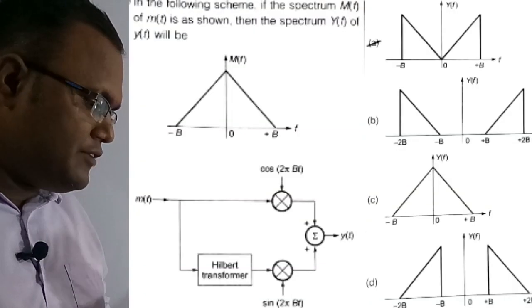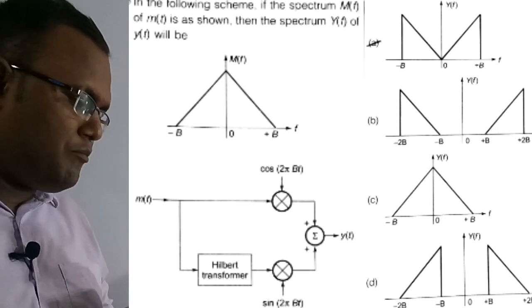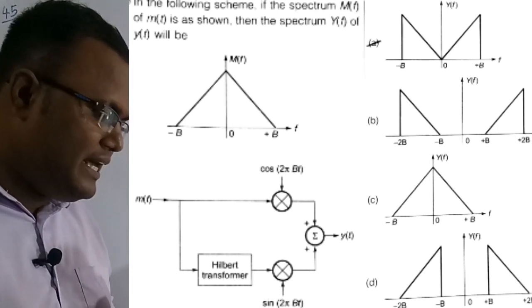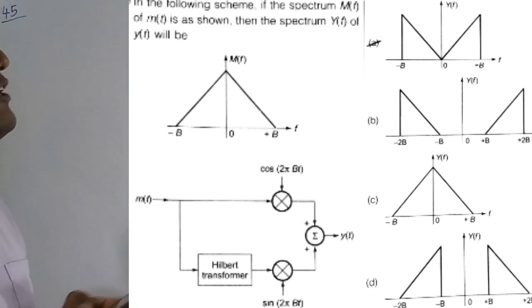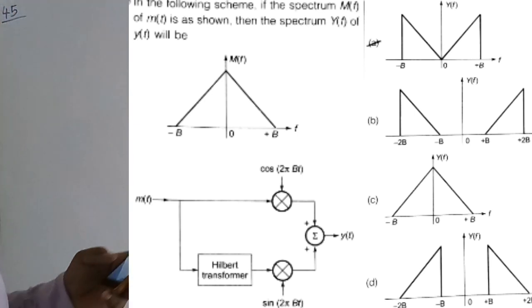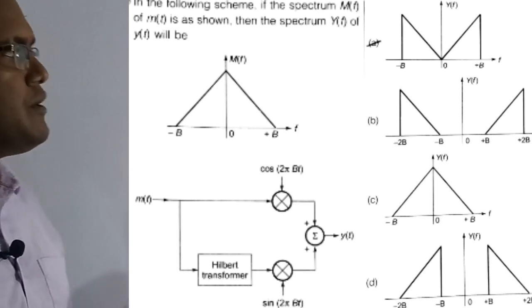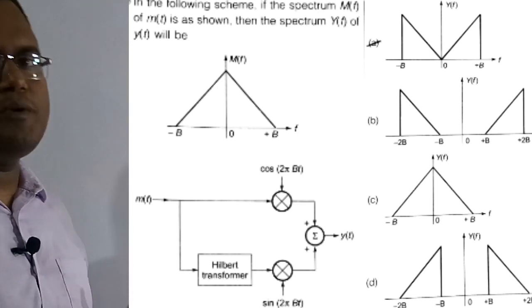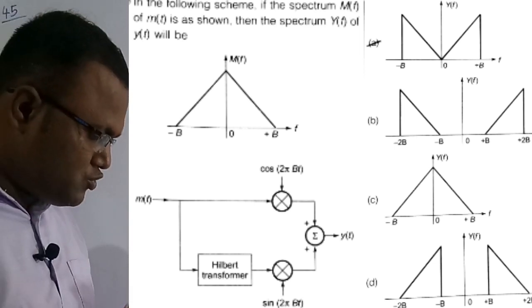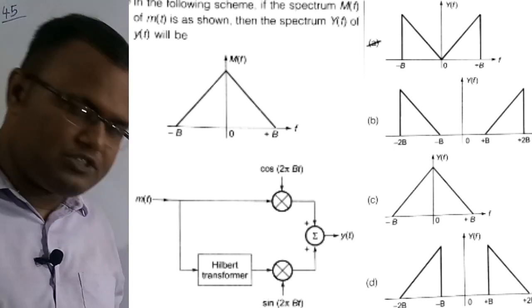Now we are going to solve the 40th question. See the question here. In the following scheme, if the spectrum M of f of M of t is as shown, then the spectrum Y of f of Y of t will be. In the question they have given the spectrum of M of t and a block diagram circuit. From the circuit we need to figure out the spectrum Y of f of the output Y of t. Out of the four options, option A is the correct solution of this question.